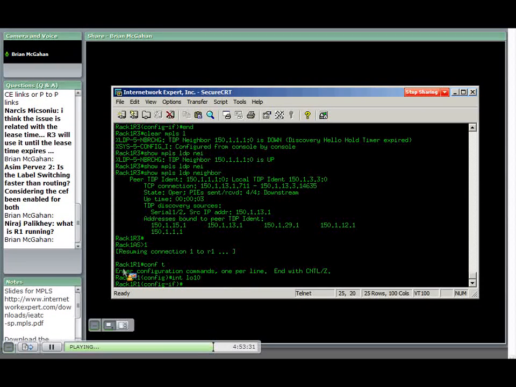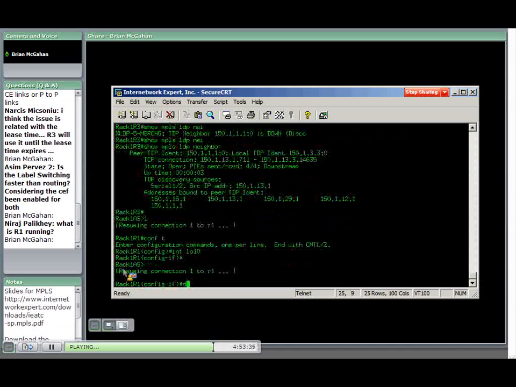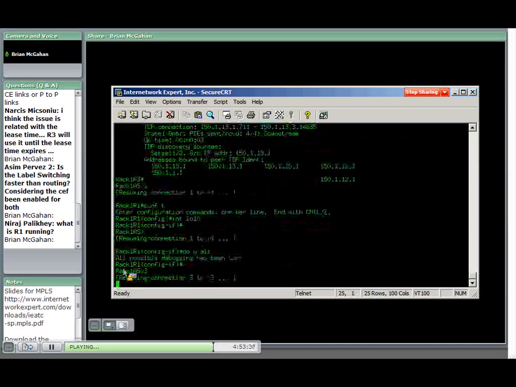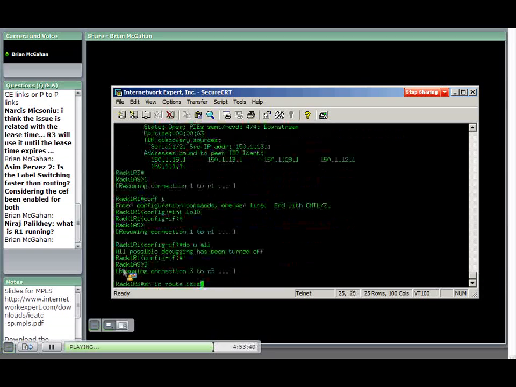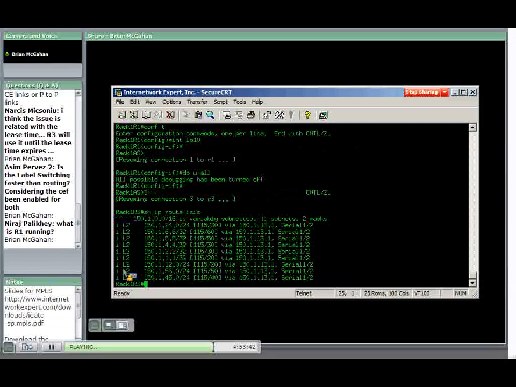Okay, so if you see a problem with the LDP or TDP adjacency, you need to look at what are the local interfaces that are assigned to the device, and do they have routing information for those?